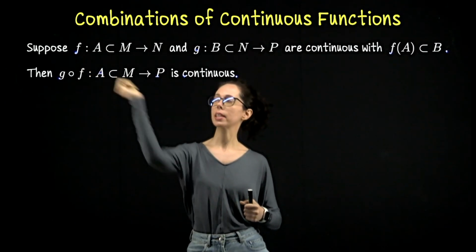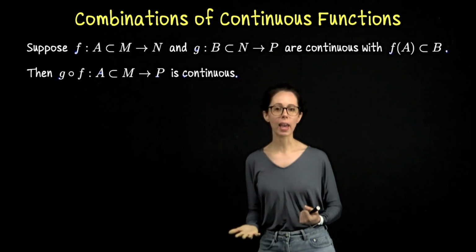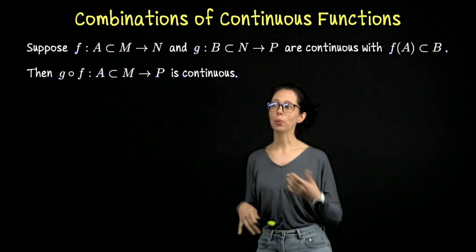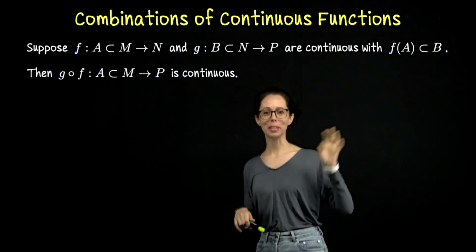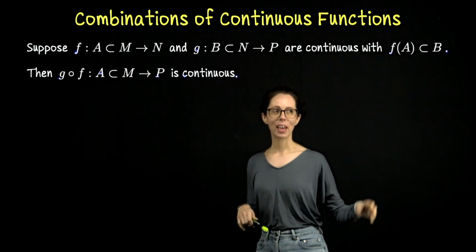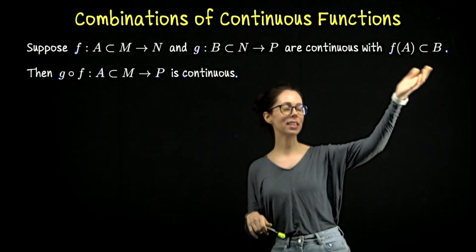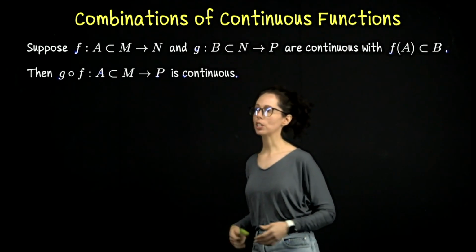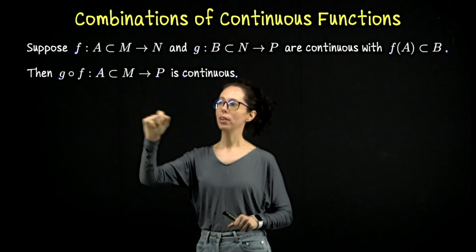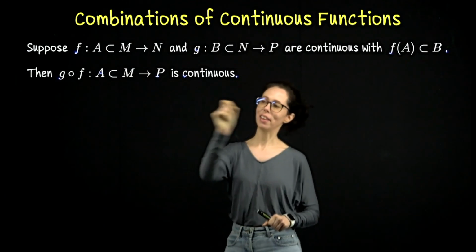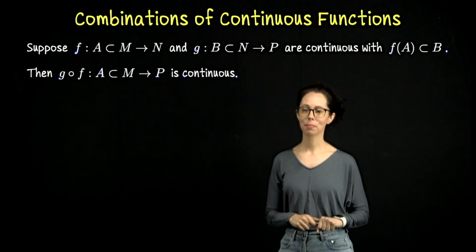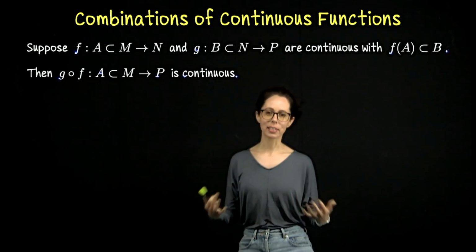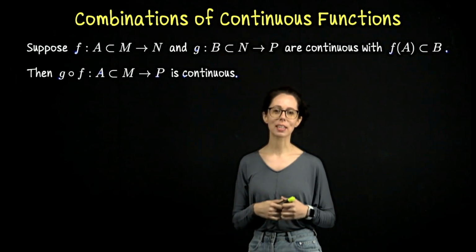Notably, if f is a continuous function from some domain A in the metric space M to N, and g is a continuous function from the metric space N to P, and if f of A lands in N, then the new function you get by doing g of f, which starts in A, goes to N, and then finishes in P, is a continuous function in its own right. As I said, this just means the composition of continuous functions is continuous.